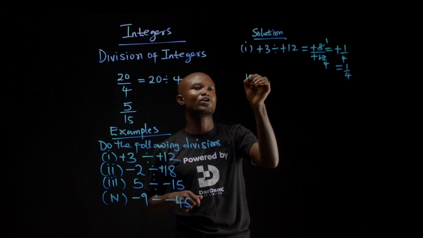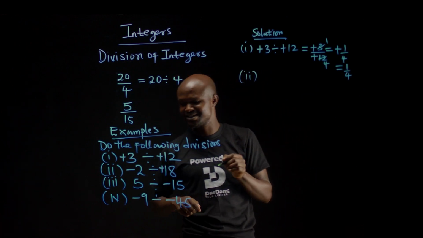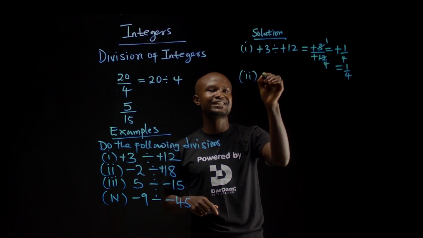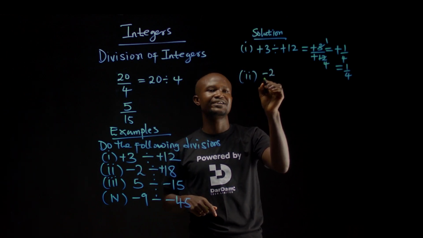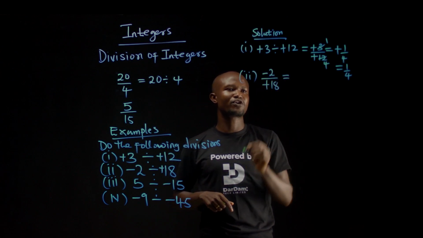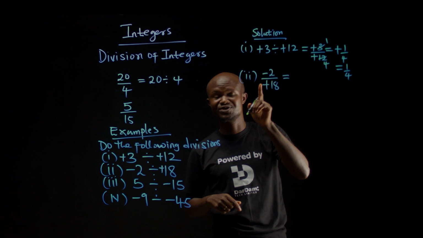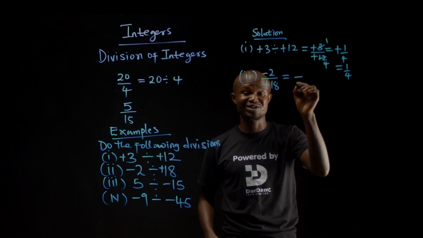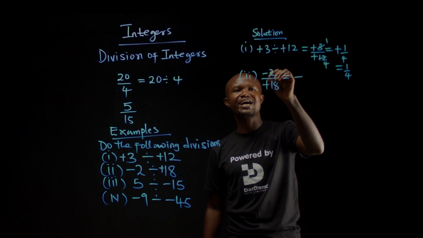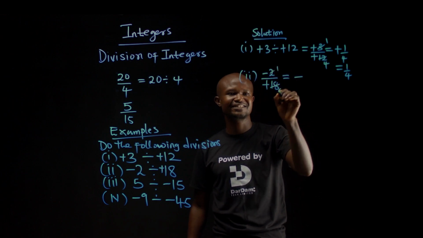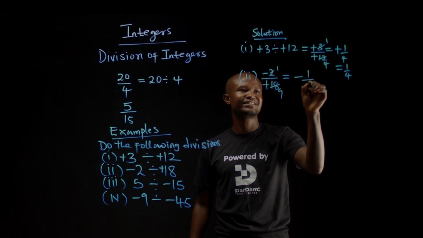Now, for the second one, we can just write it as what? Minus 2 divided by plus 18. From our rules of division, which is very important, minus divided by plus, what do we have? That's minus. Now, 2 here, how many 2 will you see in 18? That is 9. So this is minus 1 divided by 9.